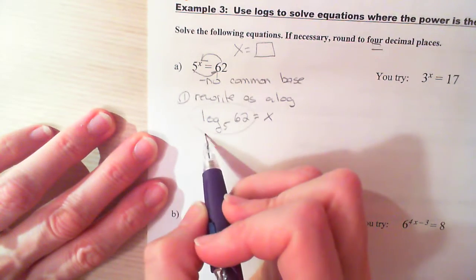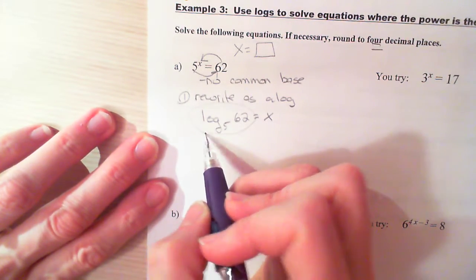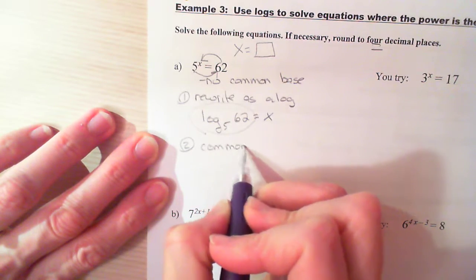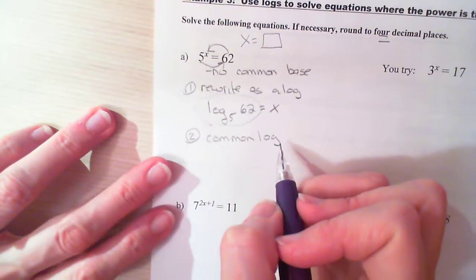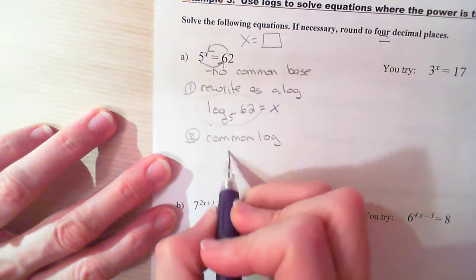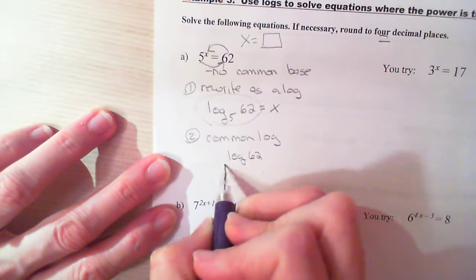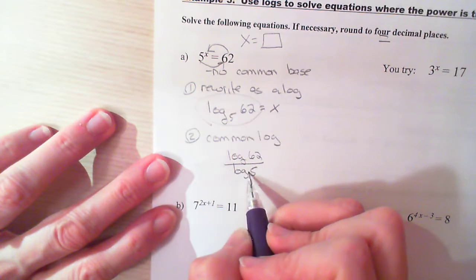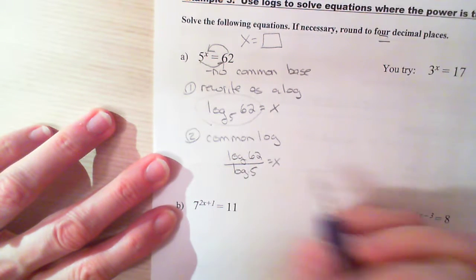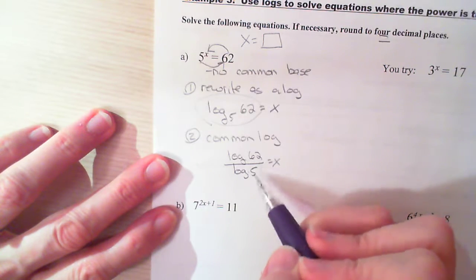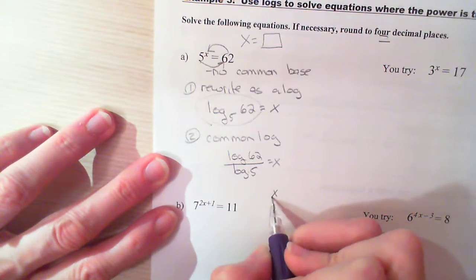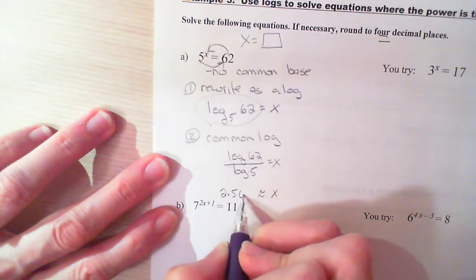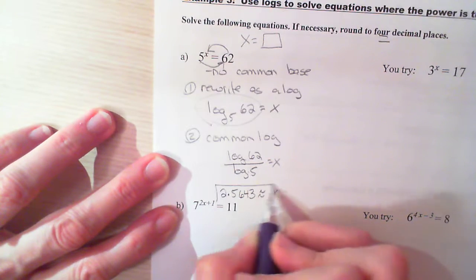Now this is a number. I can put that in my calculator. But if I don't have a TI-84, I need to use the common log. So first I need to convert it into a common log. So I'm going to write this as log of 62 over log of 5. And remember, when I say common log, that just means a log with a base 10. And that's going to equal x. So now this is a number I can put in my calculator, and what I get is x equals approximately 2.5643. Okay?